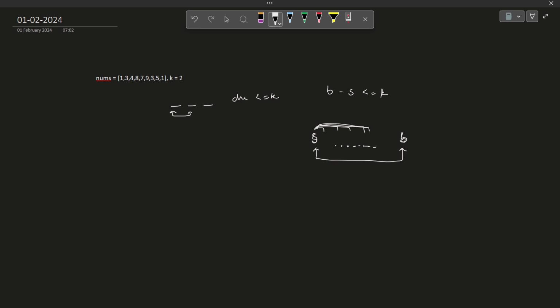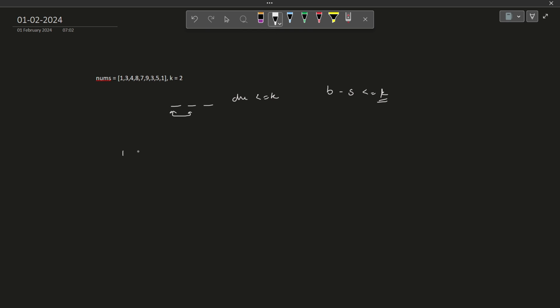So if the difference between the smallest and the biggest element is less than or equal to k, that means all the other differences will always be less than or equal to k, right? So our primary objective is not to satisfy for any 2 points, we just need to satisfy this condition for the smallest and the biggest value, right?